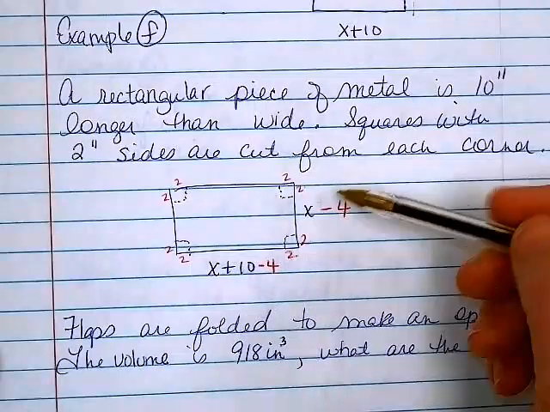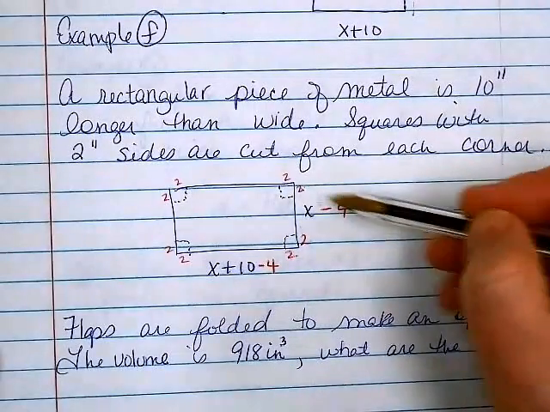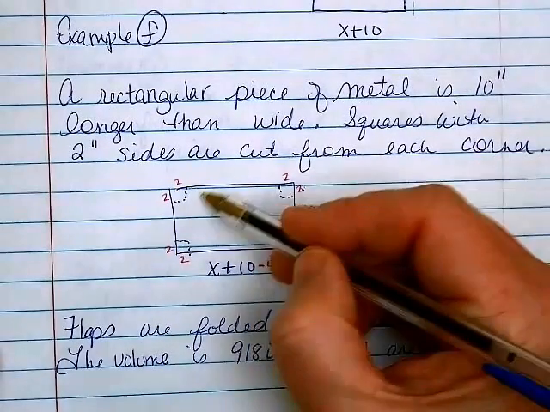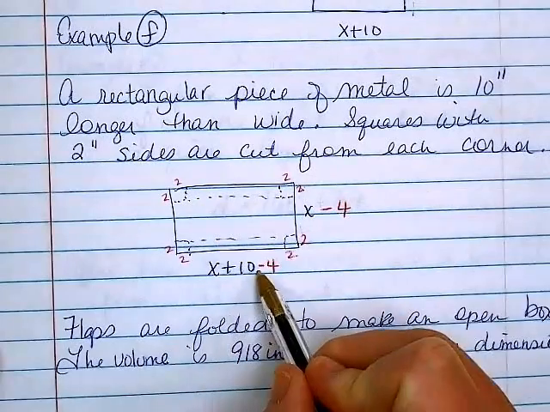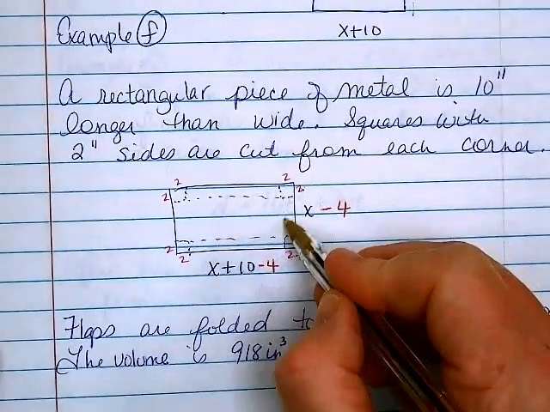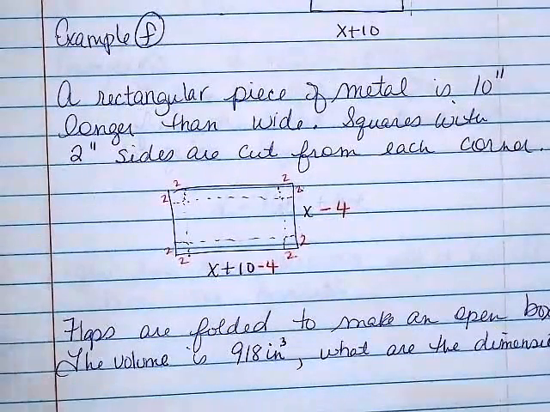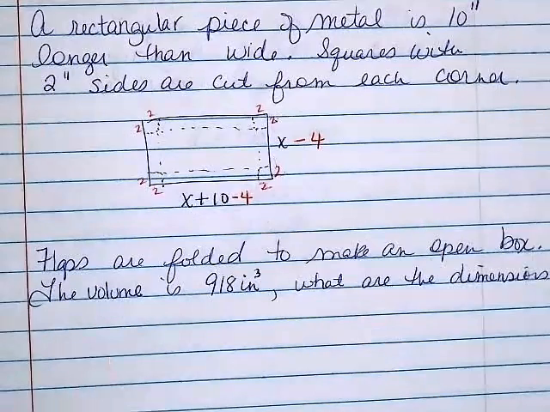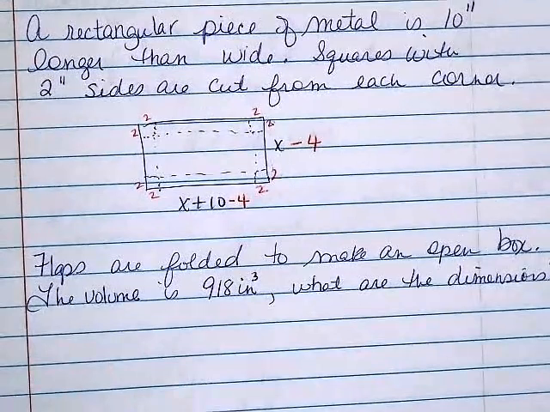So you're actually, from this being 10, you're going to take off 2 from each end, so it's now x minus 4. And this was x plus 10, but we're taking 2 from each end, so it's going to be x plus 10 minus 4. Now you're going to fold along those dotted lines, and you're going to create like the top of a shoebox. And the volume, when you do that, is 918 inches cubed.